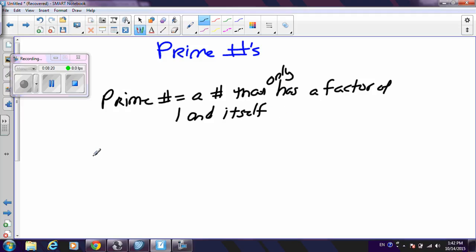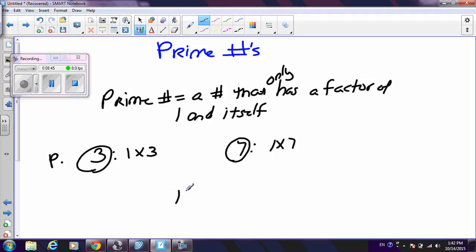So let me give you some examples. If I have the number 3, what are the factors of 3? Well, 1 times 3. Are there any other factors? No, so that guy would be prime. All right, he is prime. So what if I had the number 7? Well, the factors of 7 are 1 times 7, and that's it. So this guy is prime.